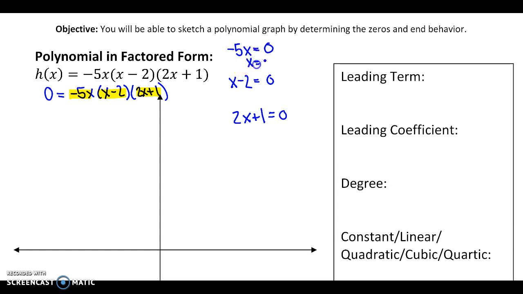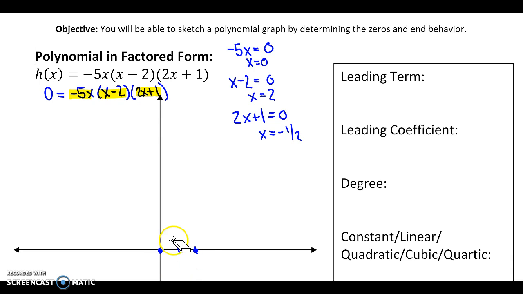So this one would give me x is 0. Here I would get x is 2. Here I would get x is negative 1/2. So we can already do that without much new learning. We can plot the zeros of a polynomial, even if it's not a quadratic. So here's where x is 0 and y is 0. Here is where x is 2 and y is 0.